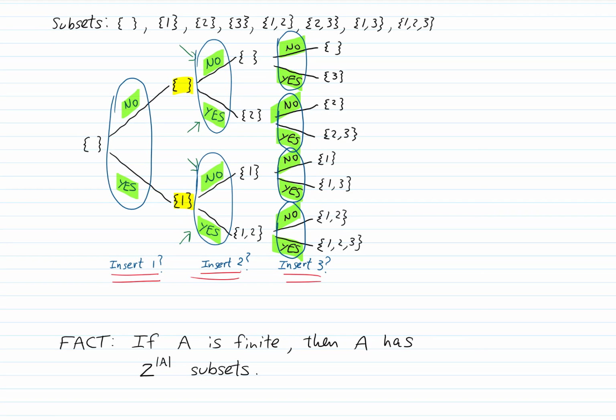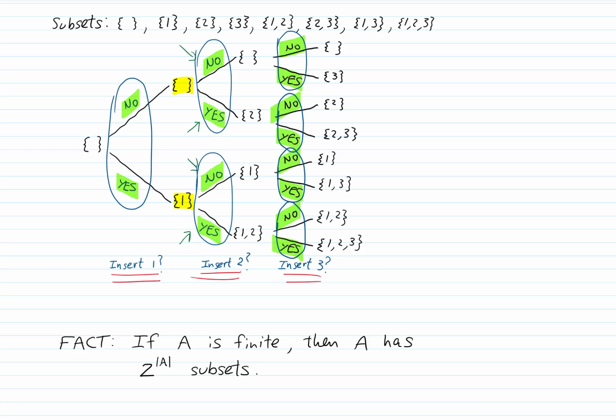You can find all of the subsets by starting with the empty set and then doubling the number of sets one time for each element of A. And so you get 2 to the power of however many elements are in A. Okay?